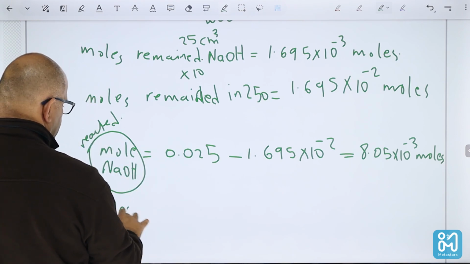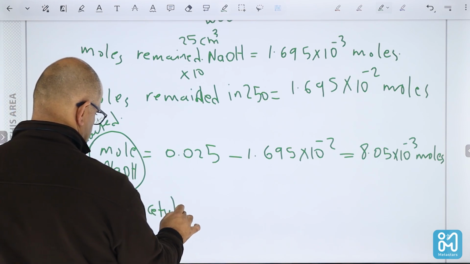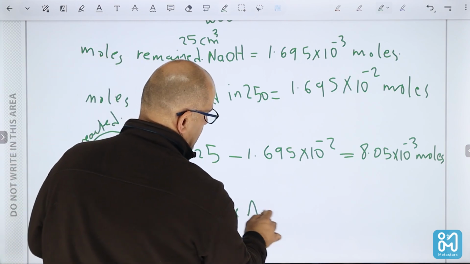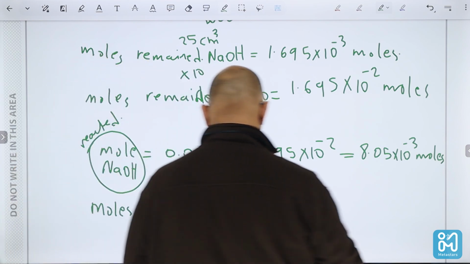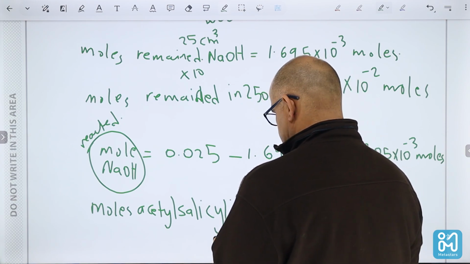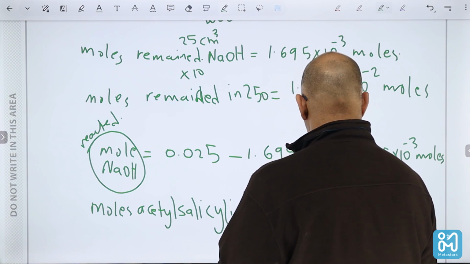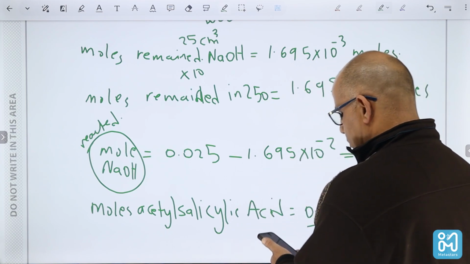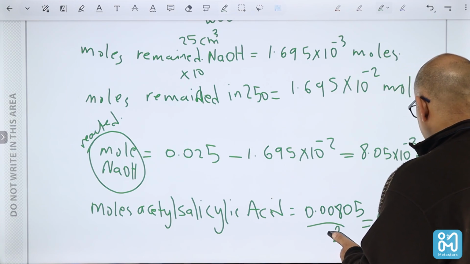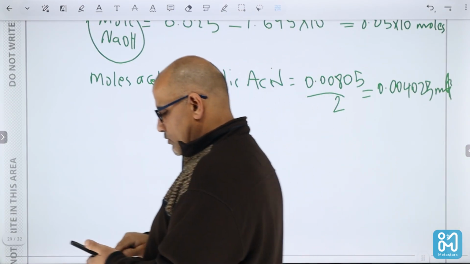Now the moles of acetyl salicylic acid equals 0.00805 over 2, because of the 2-to-1 ratio. That equals a half, and this equals 0.004025 moles. Then what is left is to find its mass.